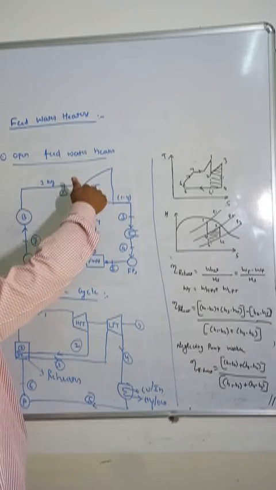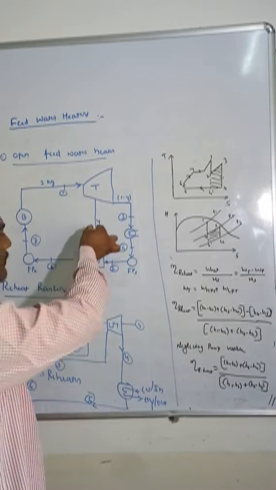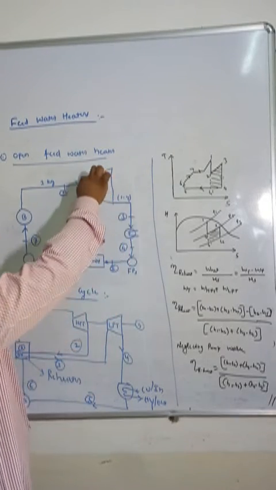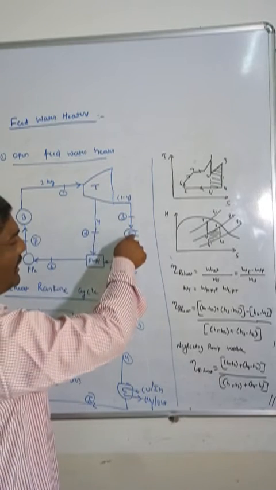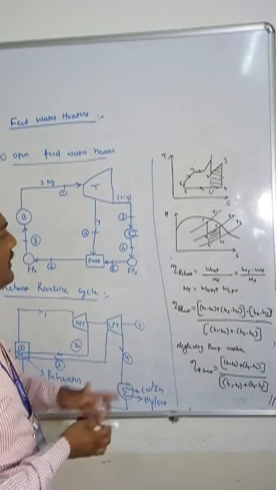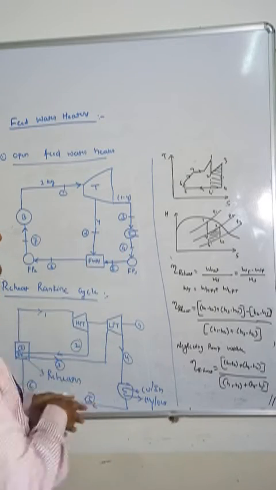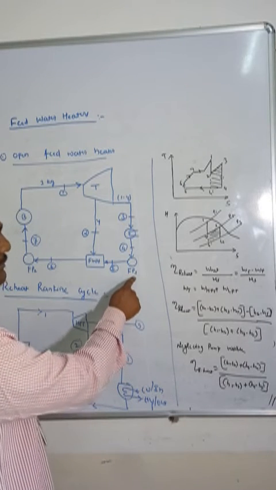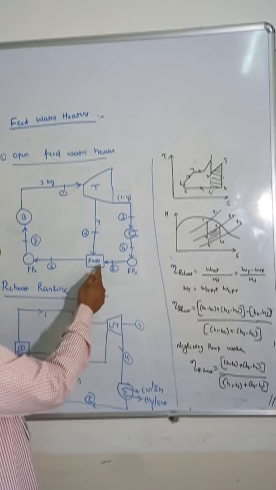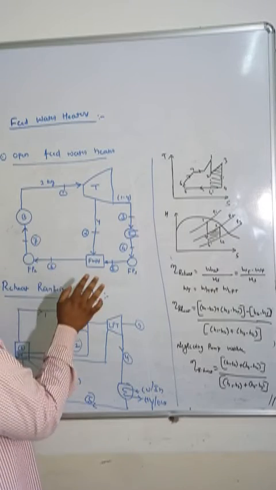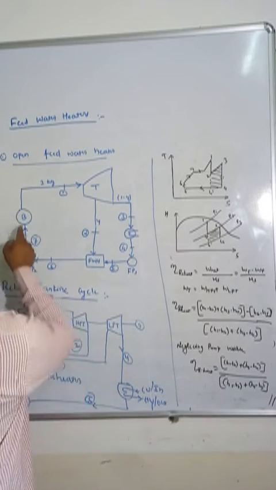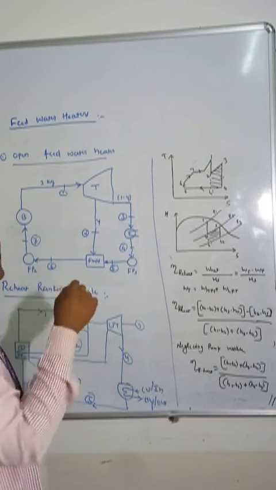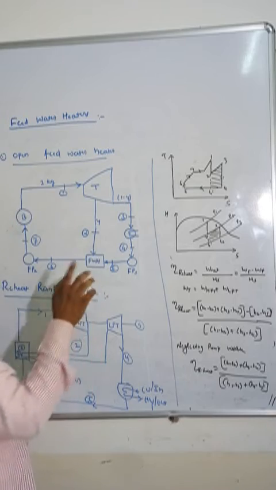Here turbine work is happening, some part of the steam is taken to the feed water heater, and 1 minus y does work in the turbine, comes out and passes to the condenser. In the condenser it is converted into liquid, and feed pump 1 will pump this to the feed water heater. Earlier, the pump was directly supplying to the boiler, but here the temperature of the water is very low, so we will increase the temperature of water in the feed water heater.